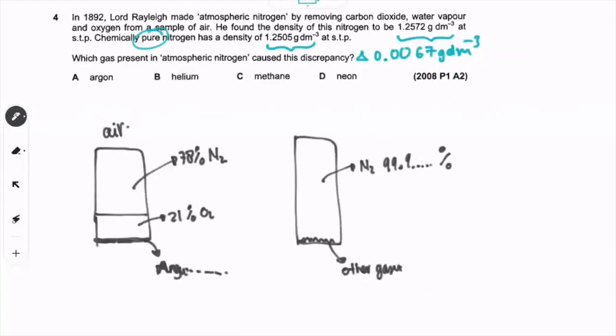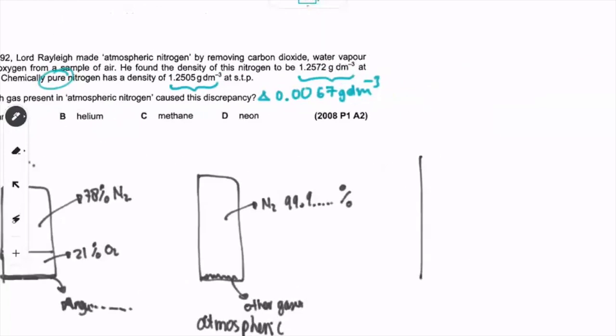So this is called atmospheric nitrogen, which means it's not pure. Then you have pure oxygen, but that is a bit difficult to make. Now you can get a very pure nitrogen.